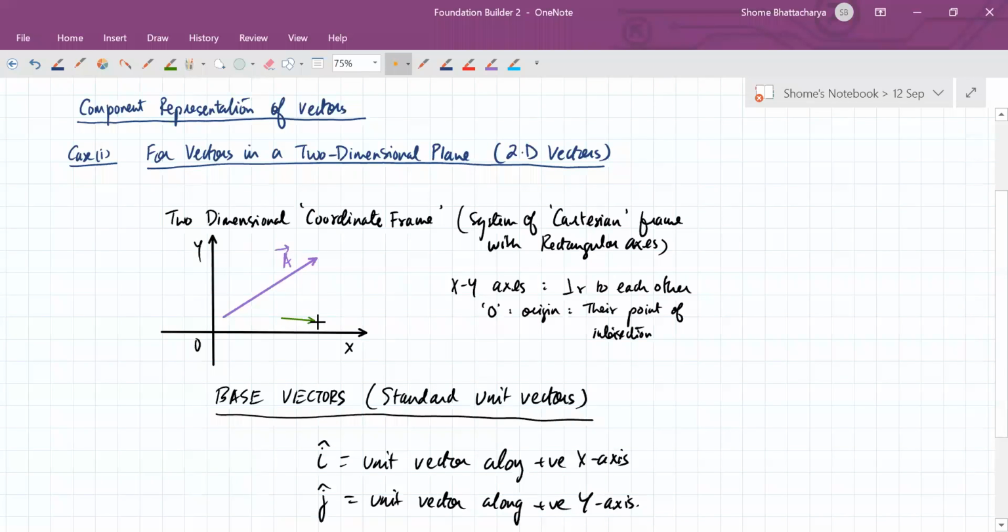In this diagram, i cap would be represented like this. It's a vector of magnitude 1, or a unit vector, pointing along the positive x direction. Similarly, j cap would be represented like this. It's a vector of magnitude 1 pointing along the positive y axis. So note down this definition. This is the definition of the base vectors.